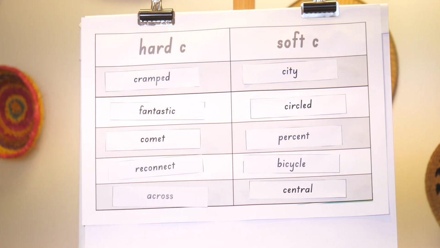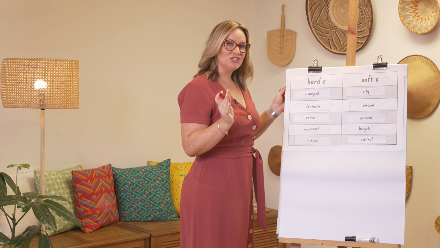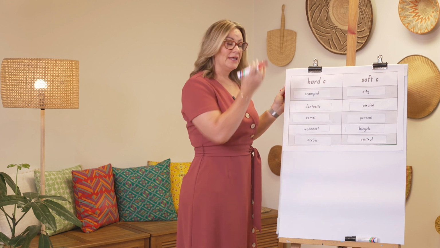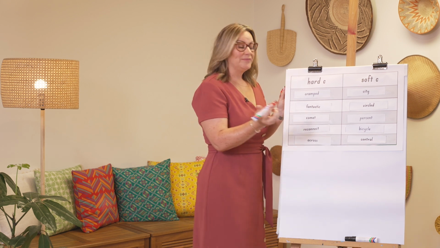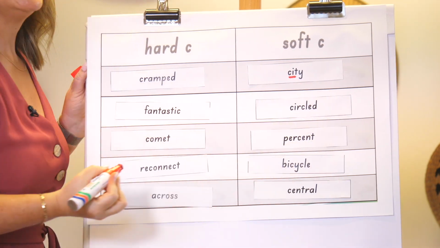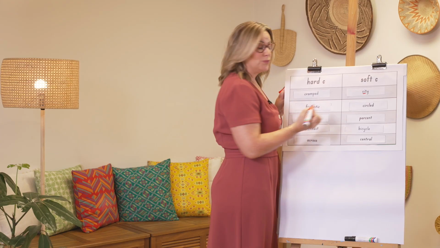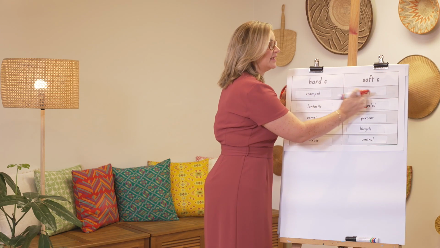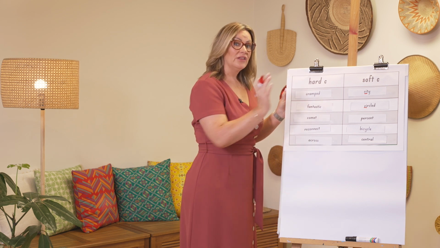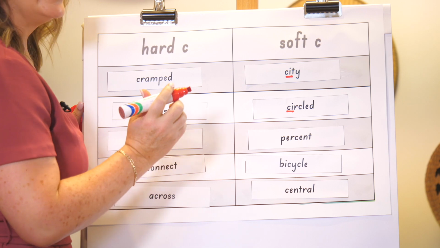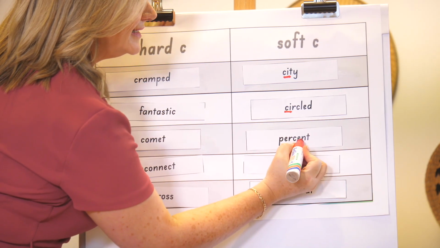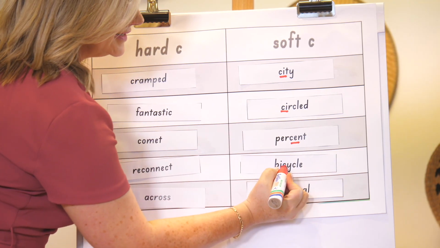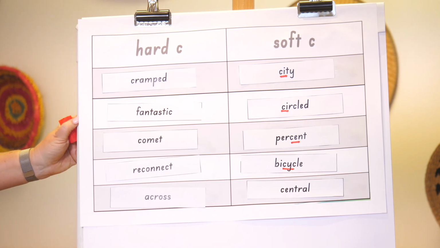Next part of our discovery, I want you to pay attention to the letter that directly follows that C grapheme. So, city. C-I. Circle. C-I. So we're looking at that vowel sound that's following the C grapheme. Percent. C-E. Bicycle. C-Y. Central.